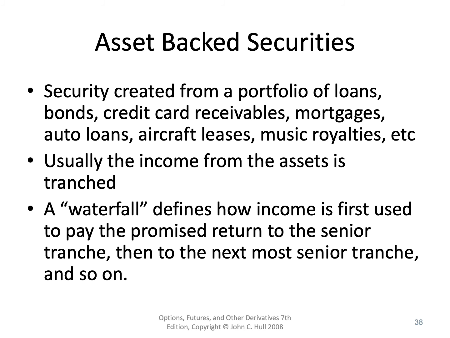Generally, in mortgage-backed securities, like most asset-backed securities, the security is created from a portfolio of loans, bonds, credit card receivables, student loans, mortgages, car loans, aircraft leases, music royalties, etc. But usually the income from the assets is tranched. So there's a waterfall effect which defines how income is first used to pay the promised return to the senior tranche, then to the next most senior tranche, and so on.